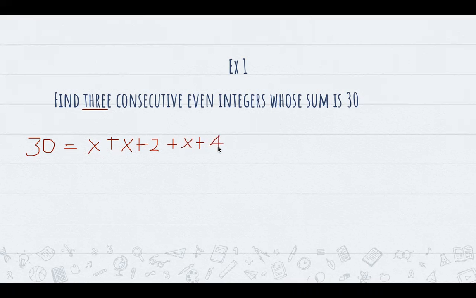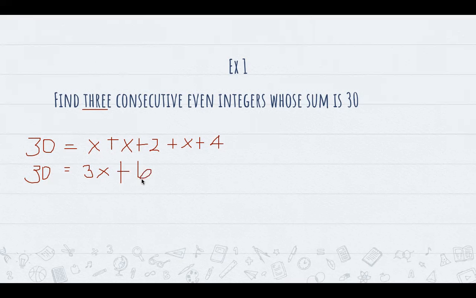So now we combine like terms. So we combine the x's. There are 3 x's, so it'll be 3x, and you add the 2 and 4 because they're both their own number, and that gives you 6. So 3x plus 6 equals 30.